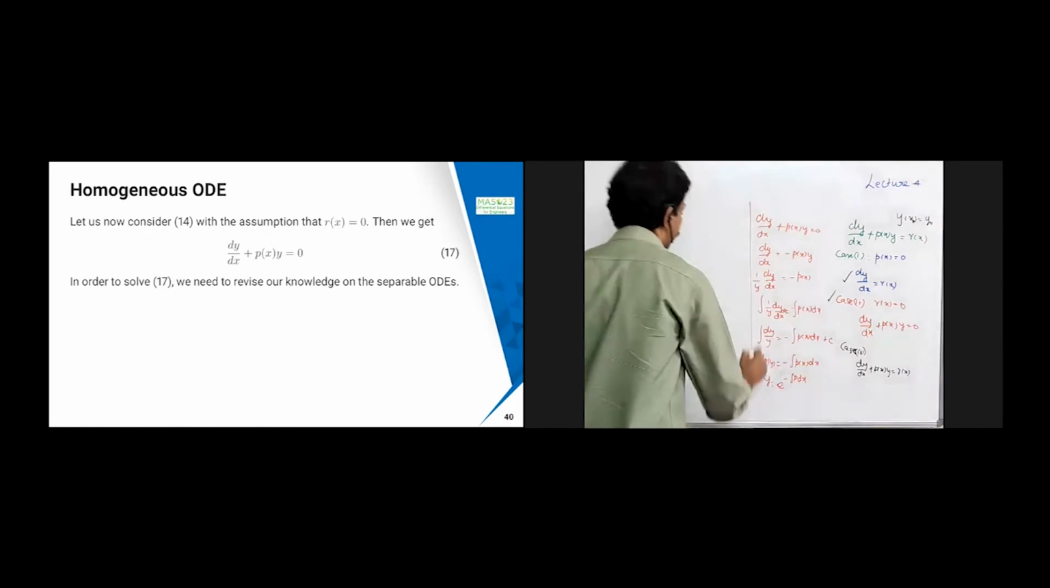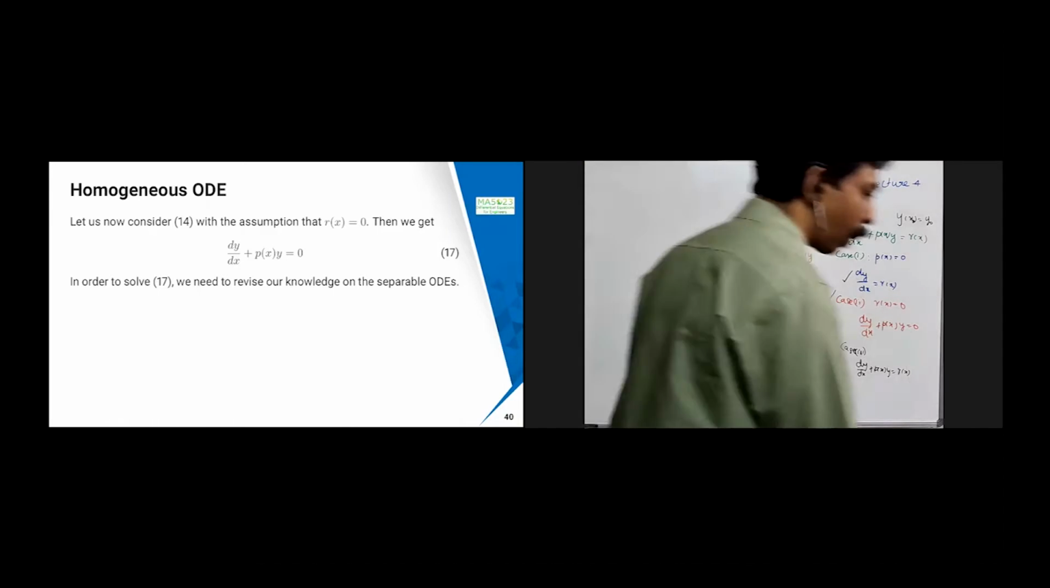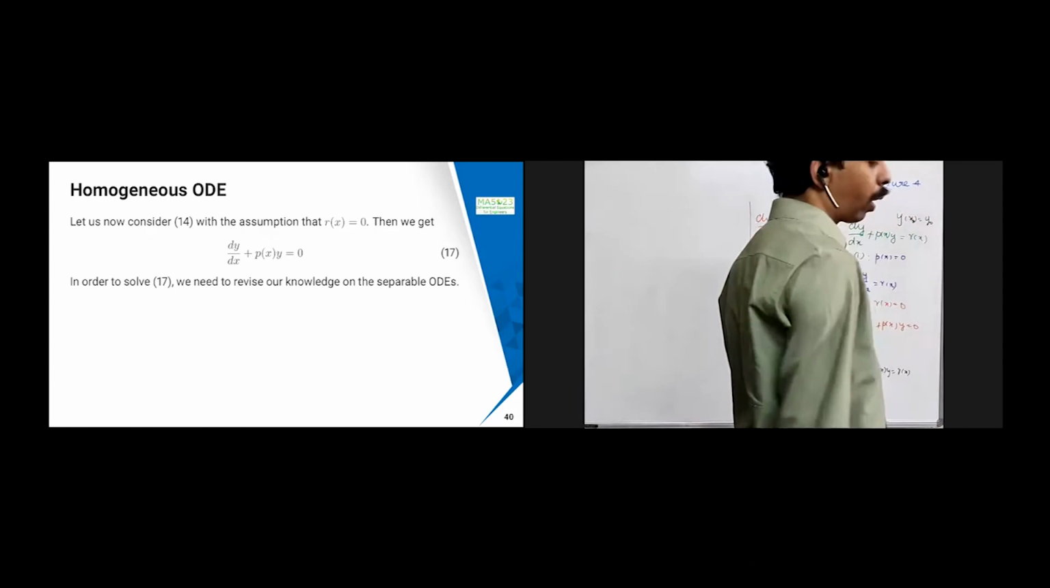For this, first we need to understand, before going for this one, some concept called separable ODE. This is the one which we are going to derive, but for this, we need to understand what a separable ODE is. In general, we revisit our knowledge of separable ODE.